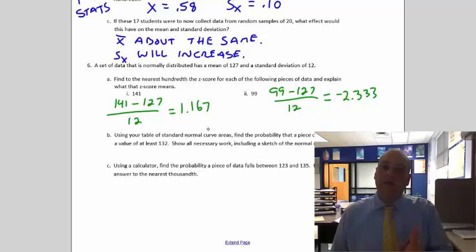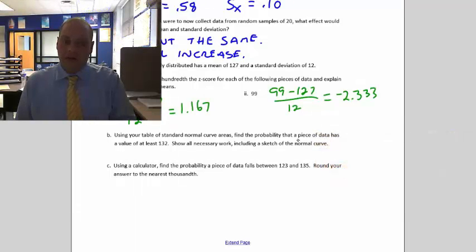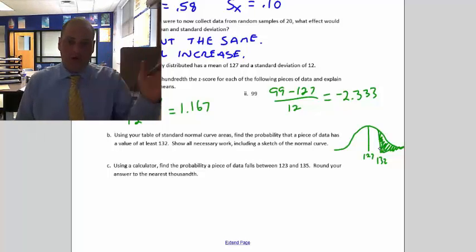All right, so using your table of normal curve areas, which you have in your notes, you could find the probability that a piece of data is at least 132. Now remember, when you're using that table, you draw a picture, okay? At least 132. Well, here's the mean of 127. 132 is above that somewhere, and I want to be at least. At least is 132 or more.